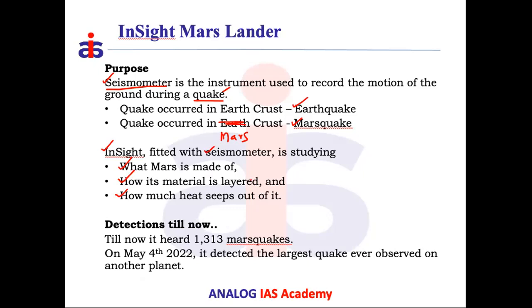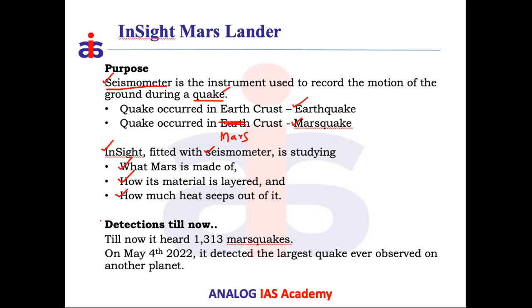That is called an atmosphere, and how it is seeping out of it. So by recording these disturbances, whatever information this InSight lander will send back, through these three kinds of information, NASA wants to learn about Mars.